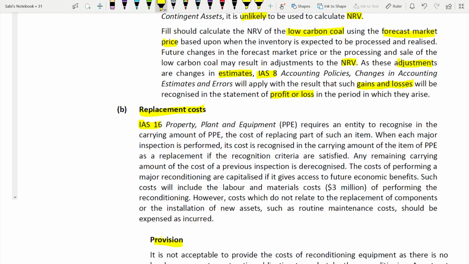IAS 16 requires an entity to recognize in the carrying amount of PPE, when you're calculating it, the cost of replacing part of such an item. When each major inspection is performed, its cost is recognized in the carrying amount of the item of PPE as a replacement if the recognition criteria are satisfied. You have to satisfy some recognition criteria to recognize it under IAS 16. So this cost of replacing, you're capitalizing it in the cost of PPE. Any remaining carrying amount of the cost of the previous inspection is derecognized.